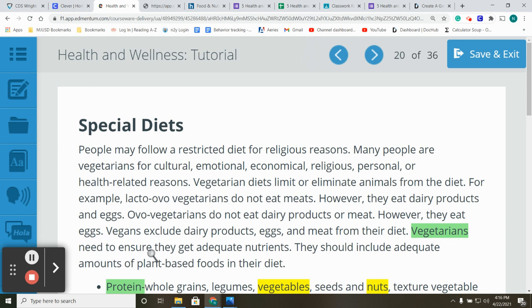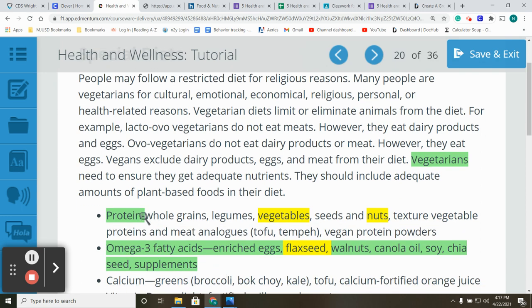Vegetarians need to ensure that they get adequate nutrients. They should include adequate amounts of plant-based foods in their diet. Protein: whole grains, legumes, vegetables like peas, seeds, and nuts. Texture vegetable proteins and meat analogs, tofu or tempeh, vegan protein powders.